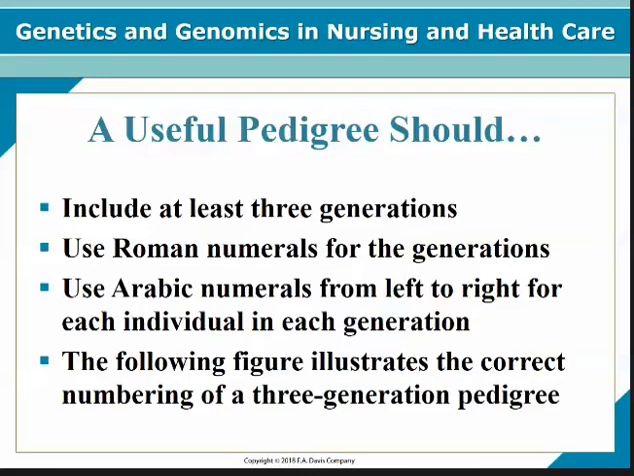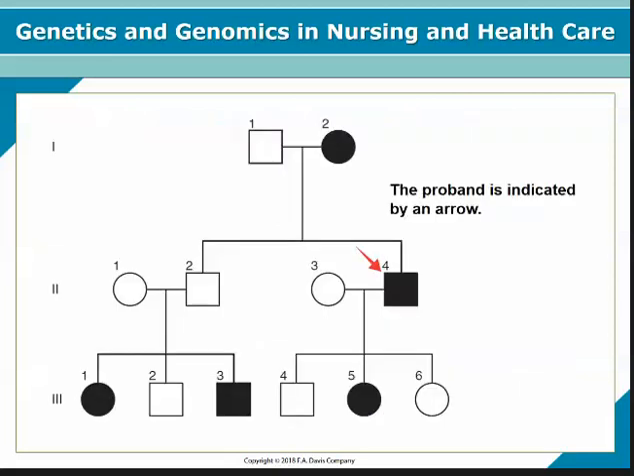So useful pedigrees should include at least 3 generations, use Roman numerals for the generations, and use Arabic numbers from left to right for each individual in the generation. So here's a couple of examples we'll go through. This is a 3-generation correctly numbered pedigree.